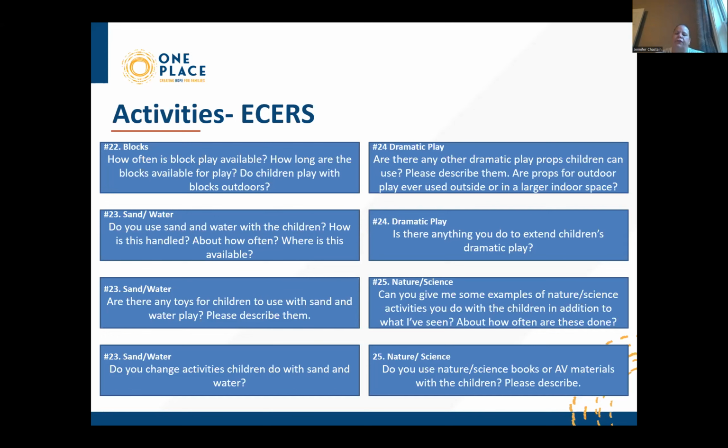And then next one for nature and science, do you use nature or science books or audiovisual materials with the children? I know a lot of you are pretty great about having those science related books kind of near your science center. So as long as they're there, they'll definitely see it. But if they ask, just tell them, this is our box up here for science related books. We pull them down depending on our theme. We have new books and printed materials that are theme specific to enhance the experience of the Science Center. Next one.